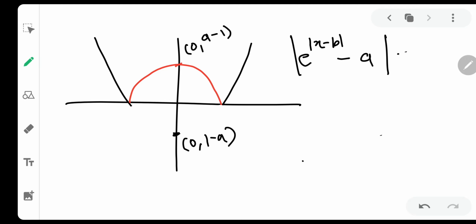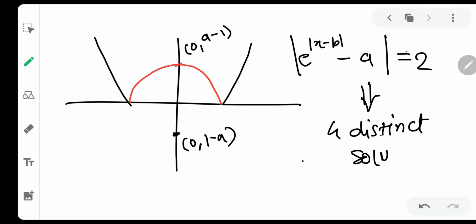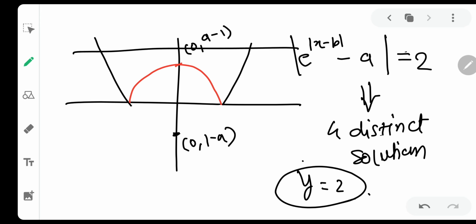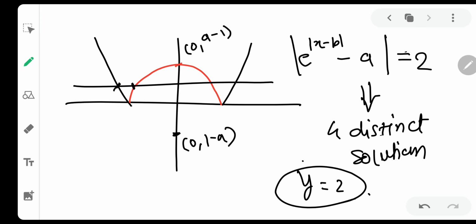Now they have asked us this to be equal to 2. Okay, and this should have four distinct solutions. Now this y equal to 2 line, suppose it is present over here, it is cutting the graph two times, so that cannot be present over there. Even this line cannot be present over here because it will cut at two different points. I want it to cut the graph at four distinct points. See, it cut the graph at four distinct points.